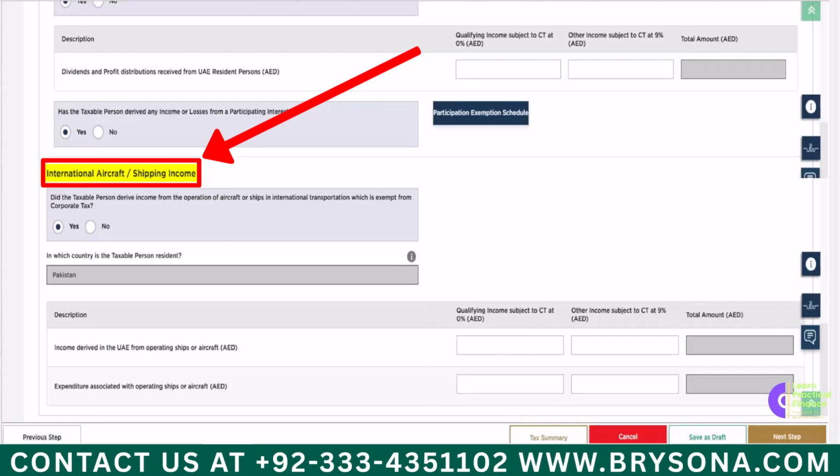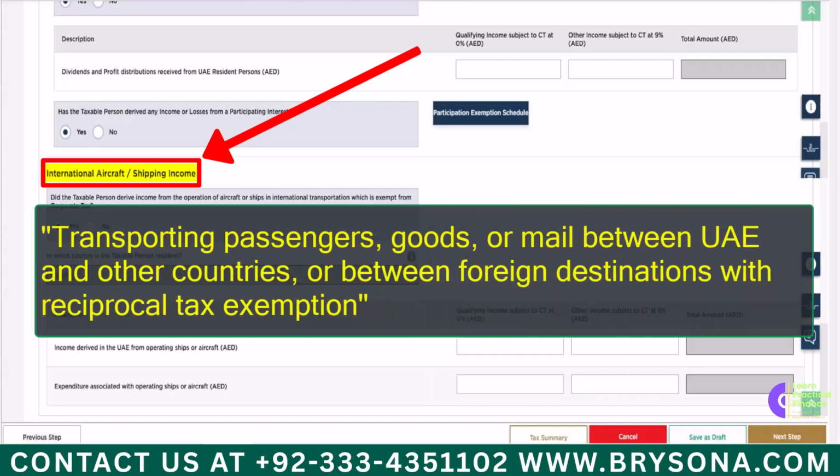What is the purpose of this section? It reports income earned from operating aircraft or ships in international transportation that qualifies for corporate tax exemption. It identifies and discloses exempt income separately from taxable income. It includes transporting passengers, goods, or mail between UAE and other countries or between foreign destinations with reciprocal tax exemption. This section confirms that this income is excluded from taxable income.